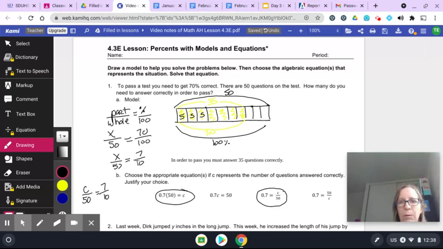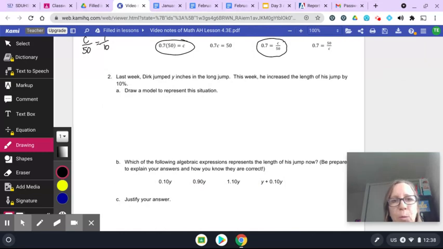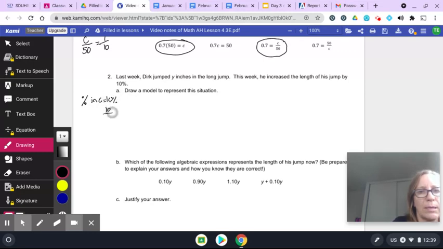All right, let's do another one with modeling. Last week, Dirk jumped Y inches in the long jump. This week, he increased his length of his long jump by 10%. Draw a model to represent the situation. So we know our percent increase is 10%, and we know that 10% is 10 out of 100 or 1 out of 10. So I take my original model, break it up into 10 parts.